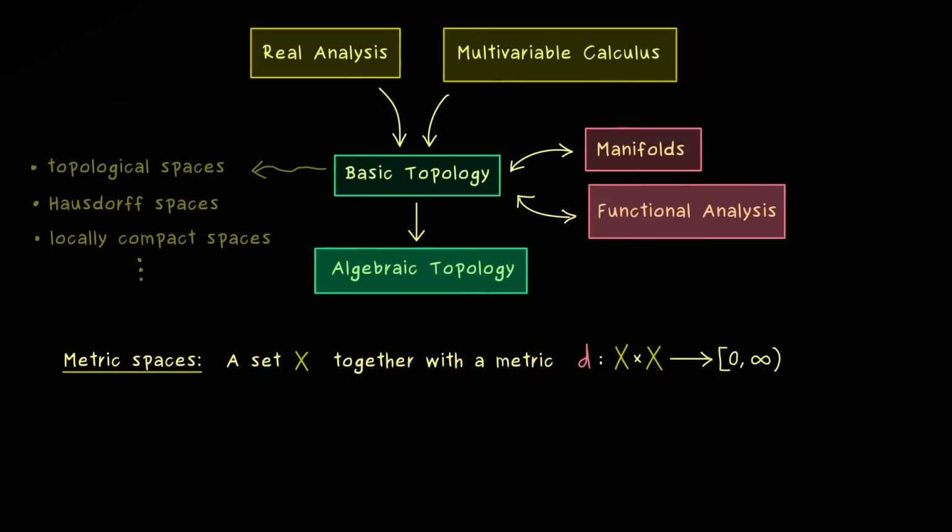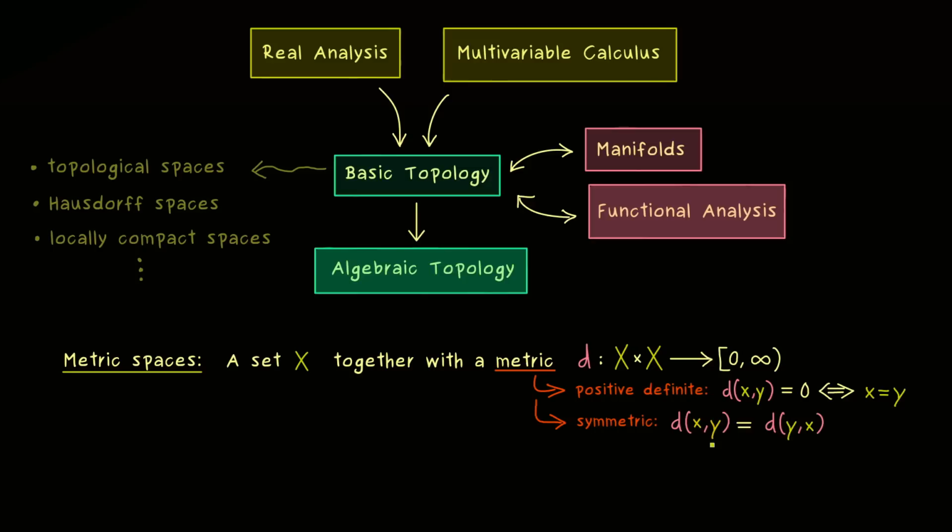And moreover, we also want to satisfy 3 defining properties for this map. First, it has to be a positive definite map, which means that the distance 0 is only allowed if the 2 points coincide. This is quite natural. This is what we want to have for a well-defined distance measure. And in a similar way, we also want that this map is symmetric, so it does not matter if we exchange the 2 points in it. So d of x y is equal to d of y x for every x and y in X.